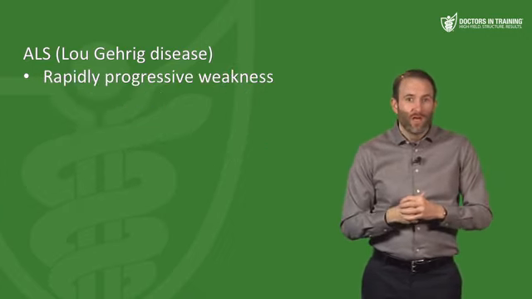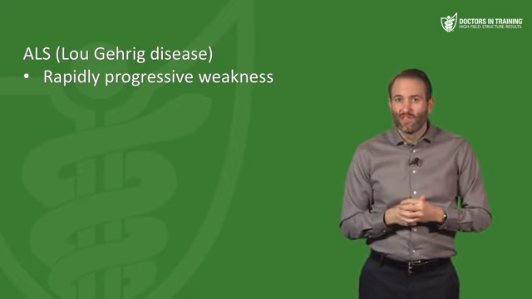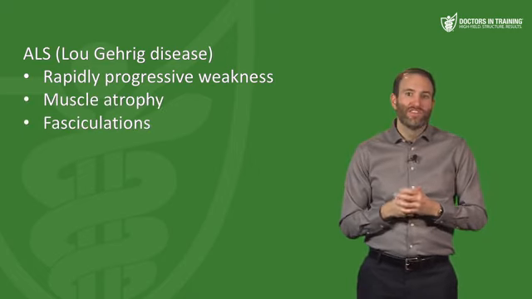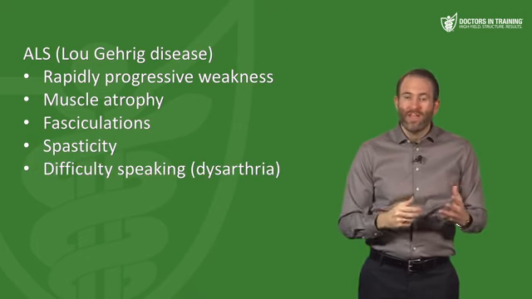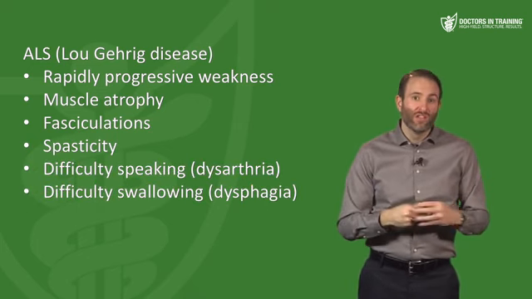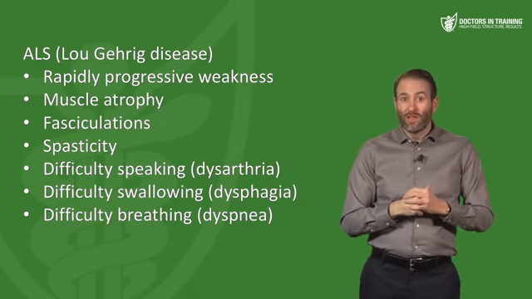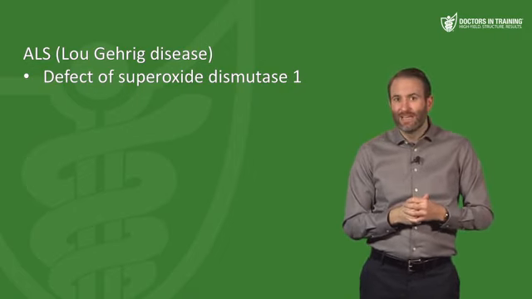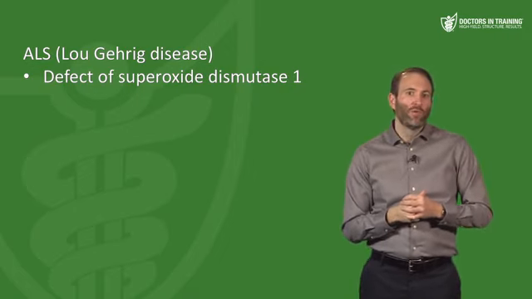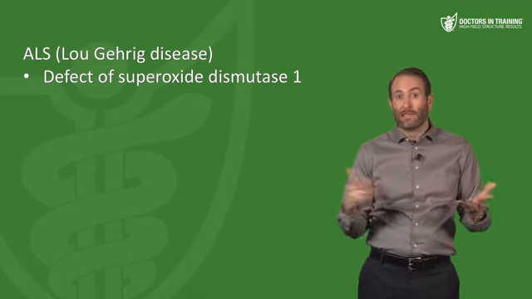Patients will present with rapidly progressive weakness, muscle atrophy, fasciculations, spasticity, difficulty speaking, so dysarthria, difficulty swallowing, so dysphagia, and then ultimately difficulty breathing, so dyspnea. So what causes this? Well, you have a defect of superoxide dismutase 1, and this presents with progressive muscle weakness, as we just said, that doesn't get better.